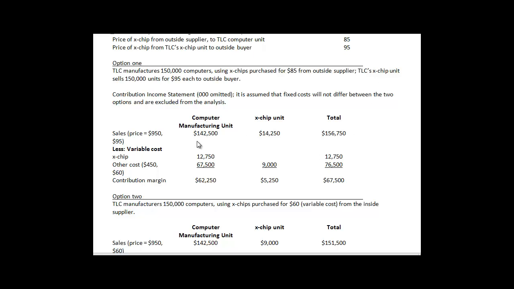The total is the $142,500 plus the $14,250, which gives you $156,750. Then you would carry over the X chip of $12,750. Then you would add the other costs together, the $67,500 plus the $9,000, for a total of $76,500. Subtract those and you'll get a contribution margin total of $67,500.